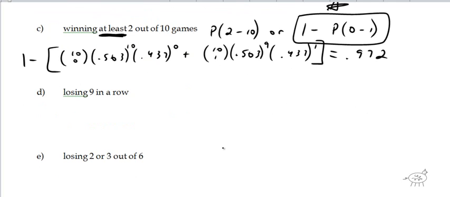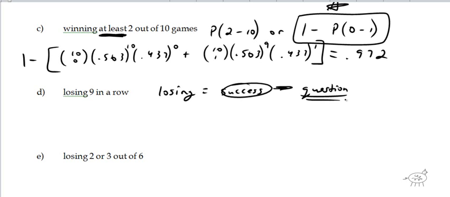All right, letter D is kind of an interesting one here. It's losing 9 in a row. So I'm asking you, this is what the question is. So losing is our success. Remember I told you that in the beginning. Don't always just assume that a positive thing is success. It's whatever the question is. And the question in this case is losing 9 in a row.